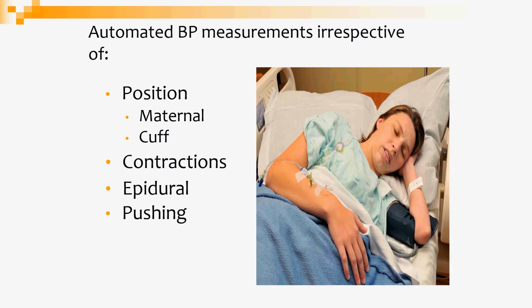Again, there are going to be factors that will have an impact on the blood pressure. We've talked about position, maternal position, we've talked about the cuff. We also know that sometimes when the patient is in pain or during contractions, having an epidural being placed, or when she's pushing, that's going to maybe change the normalcy of blood pressure readings.